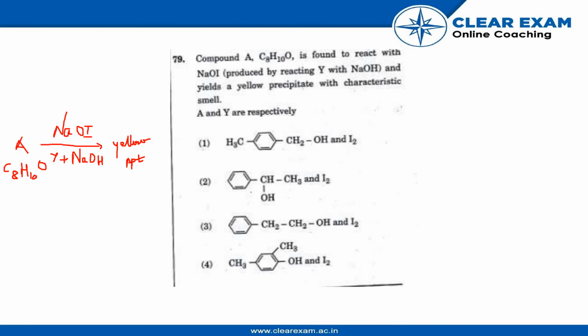and Y is iodine. NaOI oxidizes 1 phenyl ethanol to methyl ketone, that is acetophenone, which gives positive iodoform test. The yellow precipitate is of iodoform, that is CHI3.